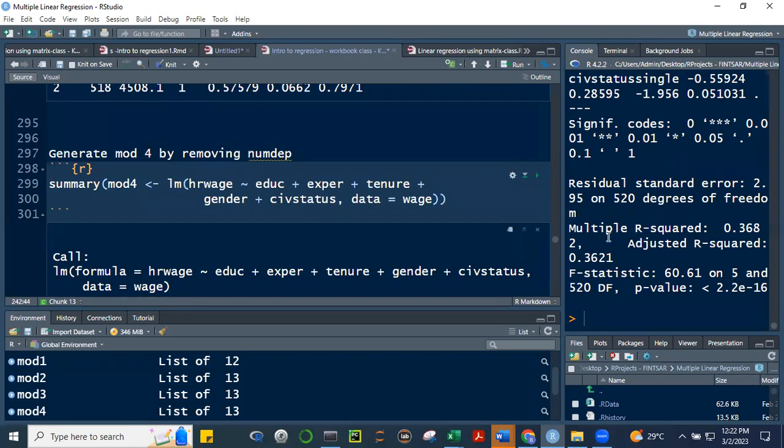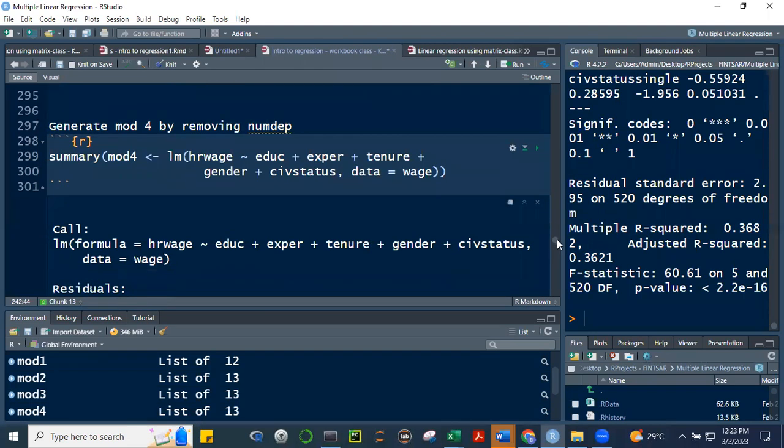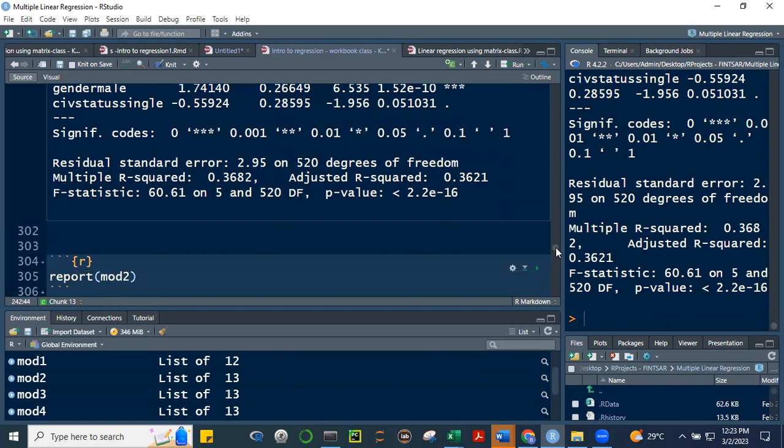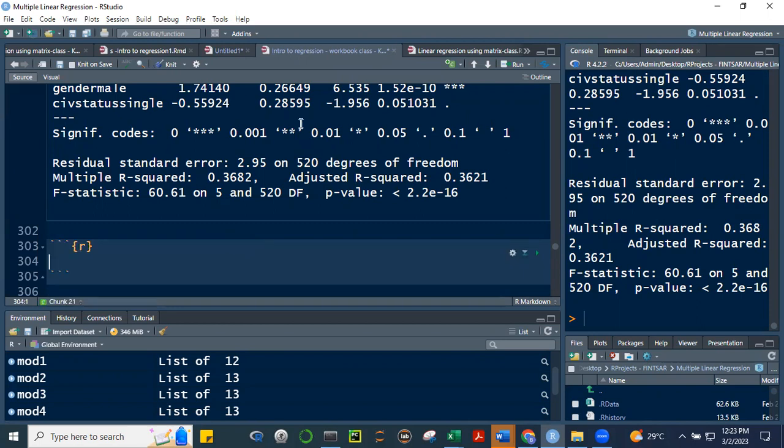So, when we run model 4, ano nangyari? Bumaba yung adjusted R-squared. Bumaba din, of course, mas bababa yung multiple R-squared. Okay, ang question ngayon, is this better or not? Well, mag-ANOVA ulit tayo. Check natin. Kasi kung mas mababa yung adjusted R-squared, mas maganda na ba yung kabila?